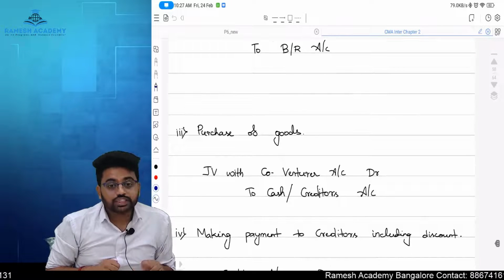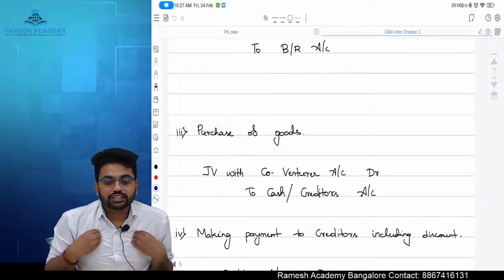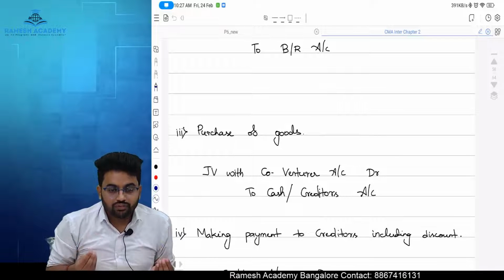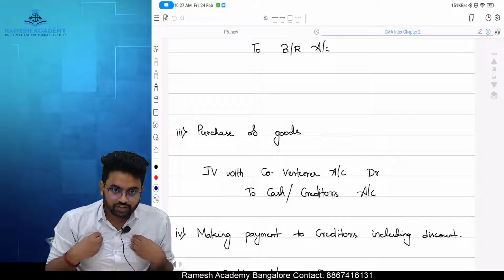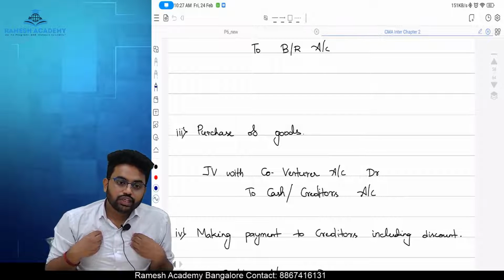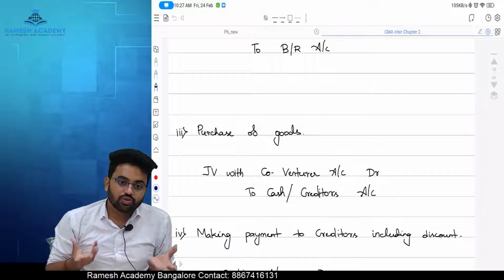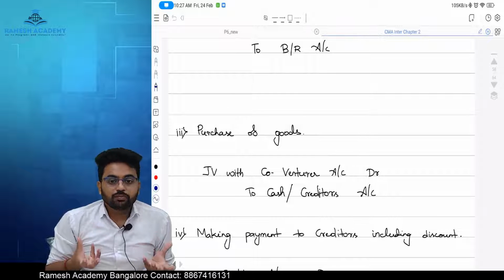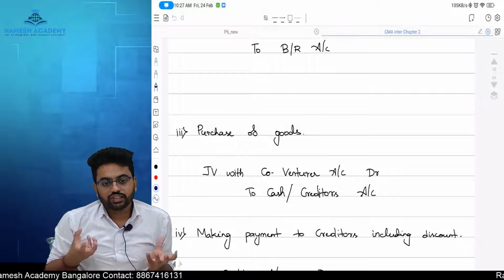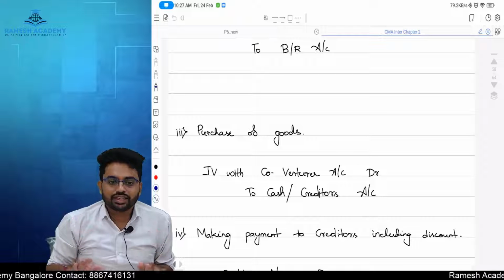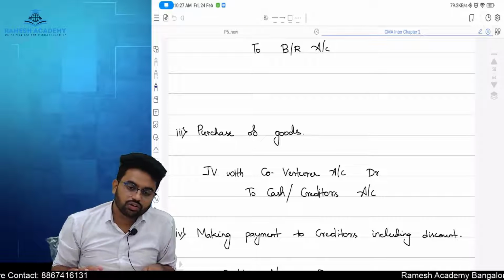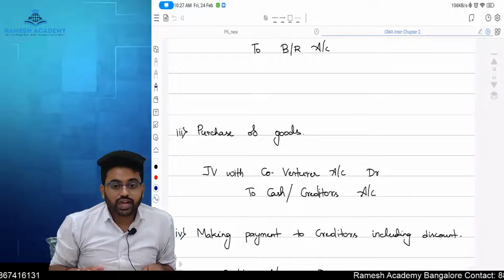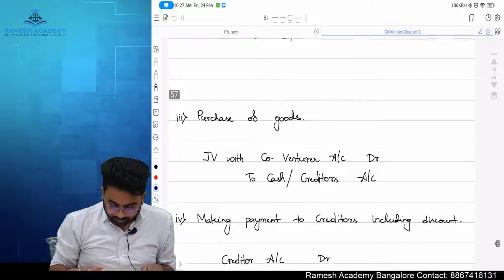Okay, sir. Next, purchase of goods. We are purchasing goods relating to the joint venture, which means it's an expense of the joint venture, right? So the entry will be joint venture with co-venturer account debit, to cash if we are purchasing on cash. If it's on credit, to creditors account. Joint venture with co-venturer account debit to cash or creditors account.